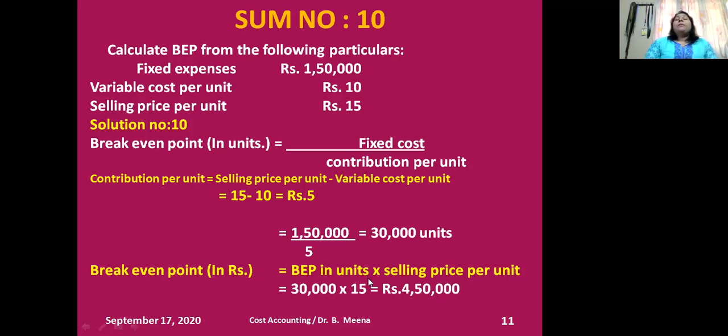Sometimes you calculate the BEP in rupees, not in this problem. Then if you want to convert to BEP in units, what could be done? BEP in rupees divided by selling price per unit. That tells you BEP in units. So if you want to convert to units, divide by selling price. If you want to convert to rupees, multiply by selling price per unit. That is the easiest way we can get BEP in units or BEP in rupees. Okay, for the same problem.